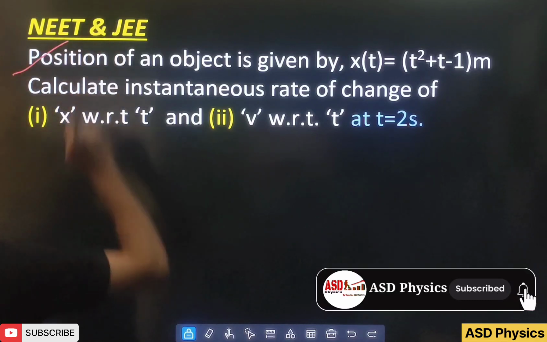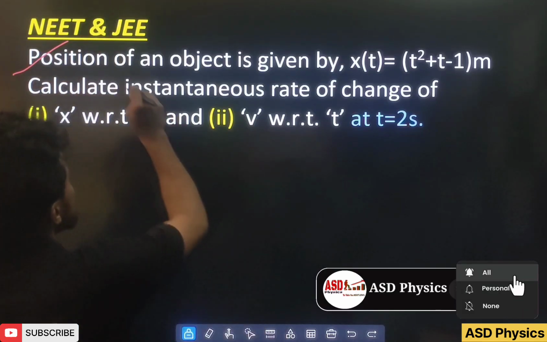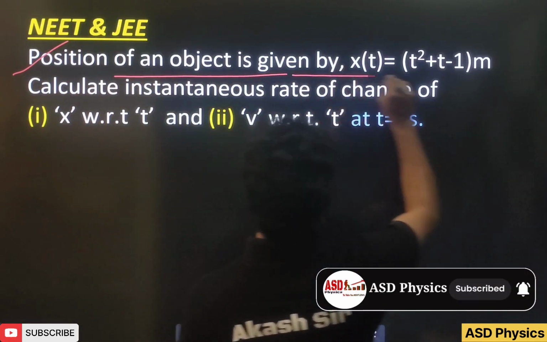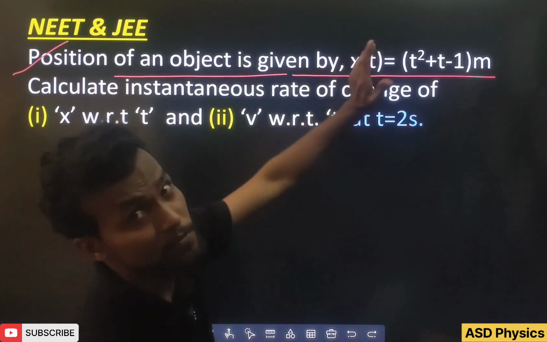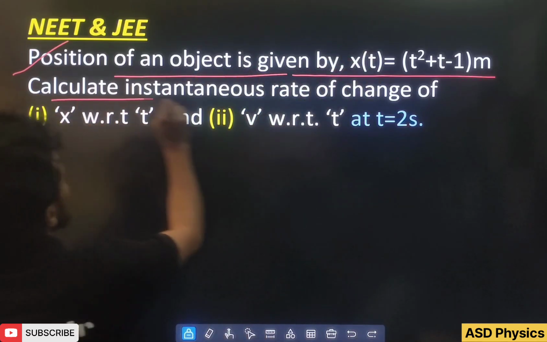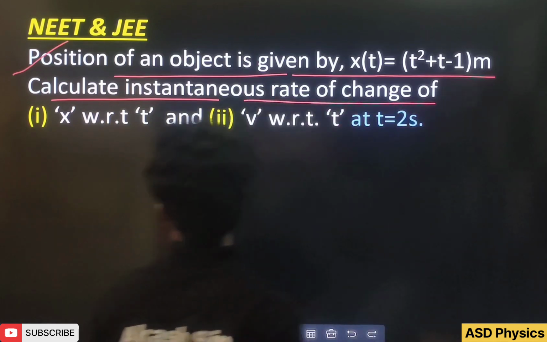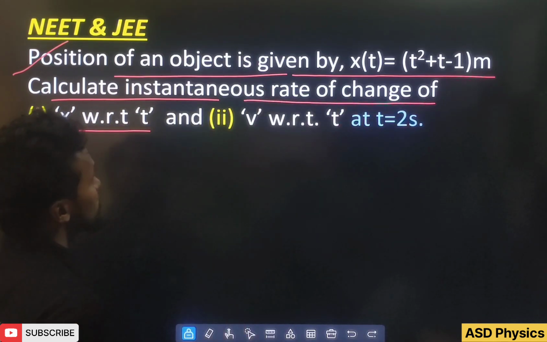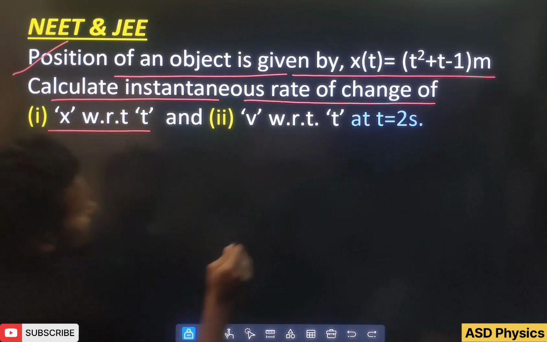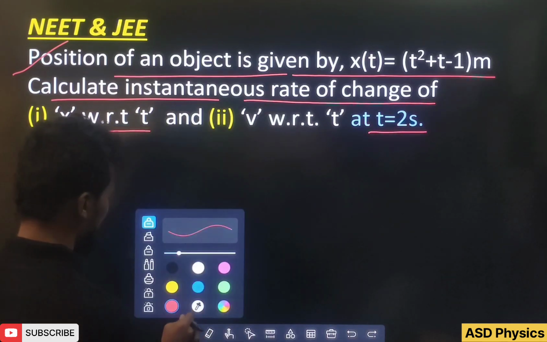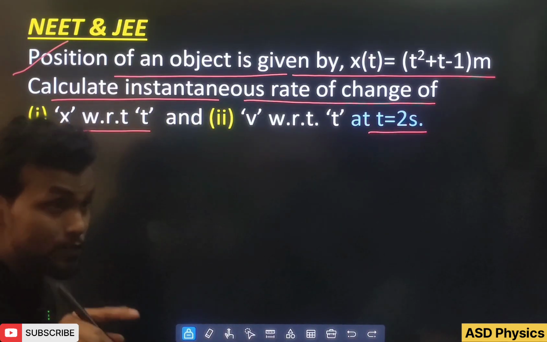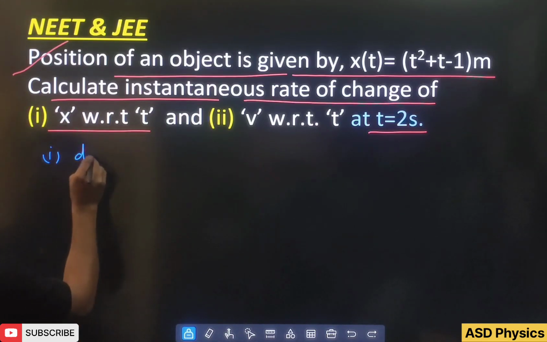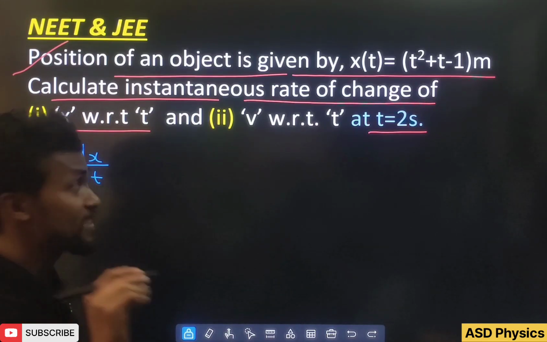Great. Now after that, one more thing is there. Let's take here, see, a question. The position of an object is given by x(t) equals t square plus t minus 1, that means x as a function of time. Now, calculate the instantaneous rate of change of x with respect to t, first part, then later v with respect to t at t equal to 2 seconds. Okay, so we'll do one by one here. See the first one. x with respect to t means here it is given by dx by dt, and later you will see it will be the instantaneous velocity.